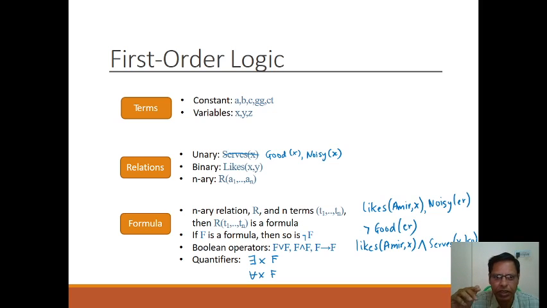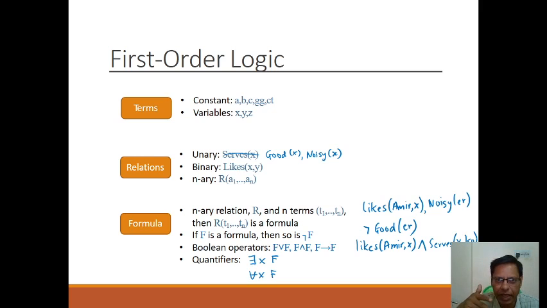Relation can be unary, binary or n-ary, which describes the relation between the arguments or the constants. A formula is about in how many ways it is connected to the terms. Here, unary is, for example, good(X) or noisy(X), where X, Y, Z are the variables. Binary is likes, because it is more than one; unary is single, like good, nice or bad.